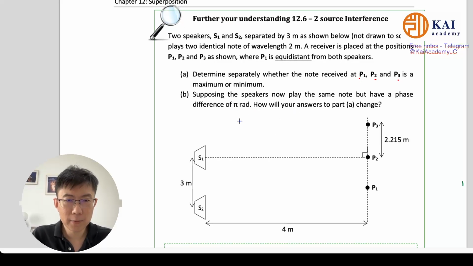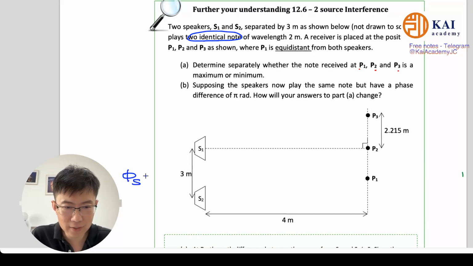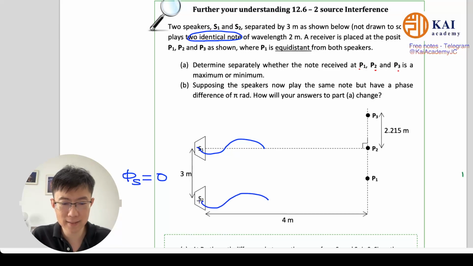Okay, say we have two speakers S1 and S2, separated by 3 meters as shown below. They play two identical notes of wavelength 2 meters. At this point an important piece of information is given. Since they are identical, the phase difference due to the source is 0. What that means is when S1 produces a crest, S2 will also produce a crest at the same time.